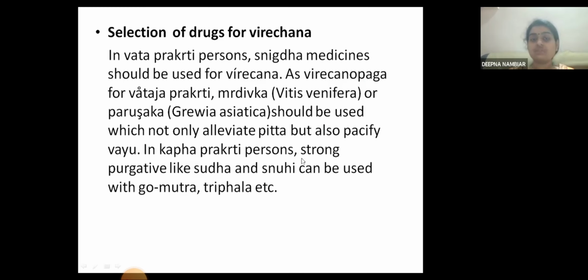In Kapha Prakriti persons, strong purgatives like Sudha and Snuhi can be used with Gomutra, Triphala, etc. Because they will be more ready to accept the effect of these medicines, as they are mentally and physically stronger. So we can give Tikshna Virechana and Tikshna Vamana medicines to Kapha Prakriti, but comparatively the strength of the medicines will be less in the case of Vata Prakriti.